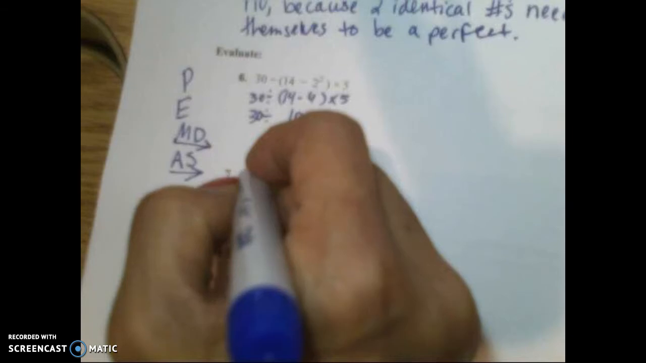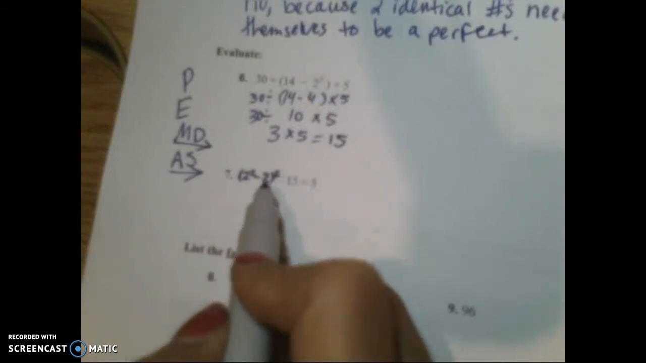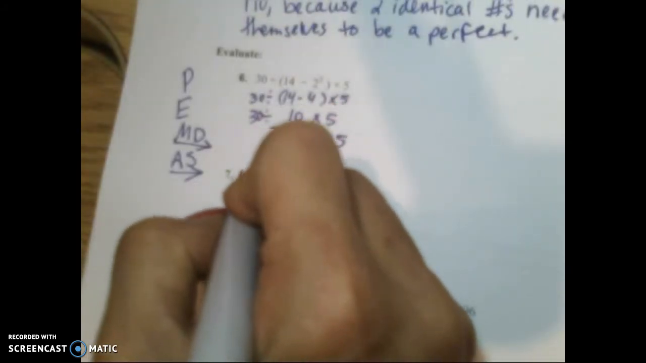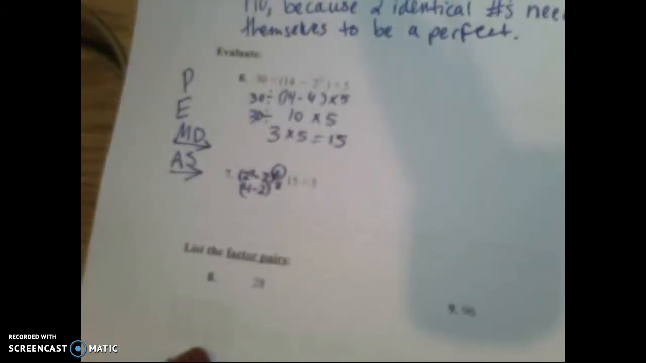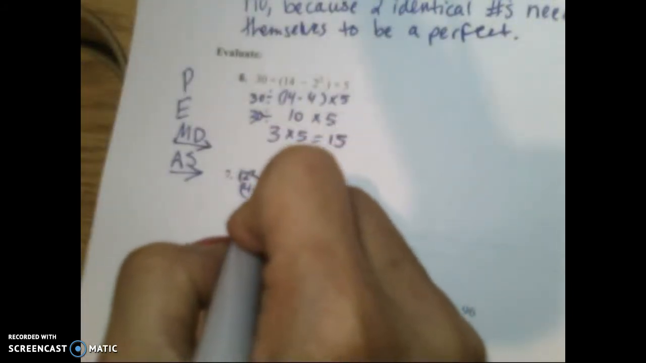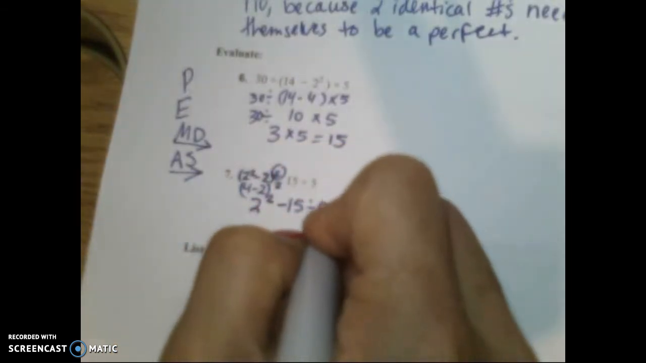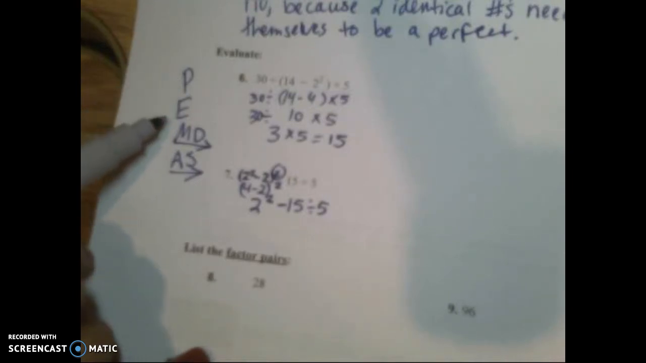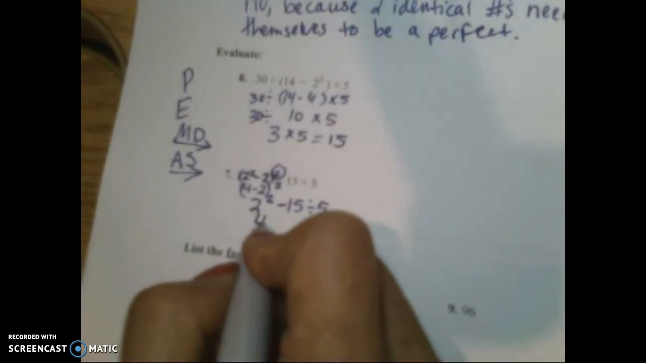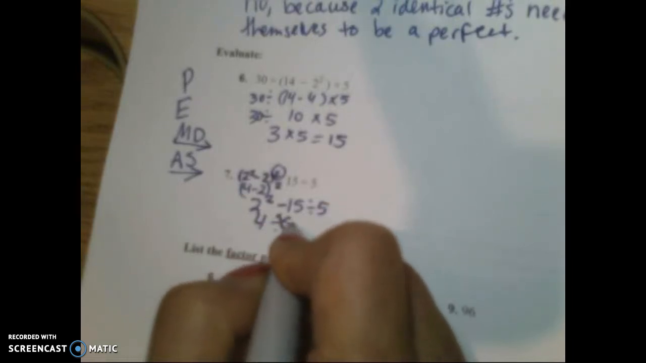All right. Now I have two exponents. I have an exponent here and an exponent here. Make sure you solve what's inside the parentheses first. So 2 squared minus 2, that's 4 minus 2. And I still have this exponent I did not solve. Don't forget about it. So 4 minus 2 is 2 squared minus 15 divided by 5. Now, following the order of operations, I did my parentheses. Now I'm going to do my exponent. 2 squared is 4 minus 15 divided by 5.